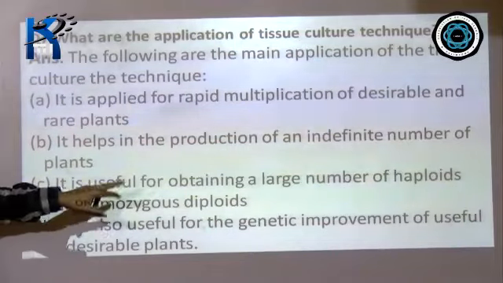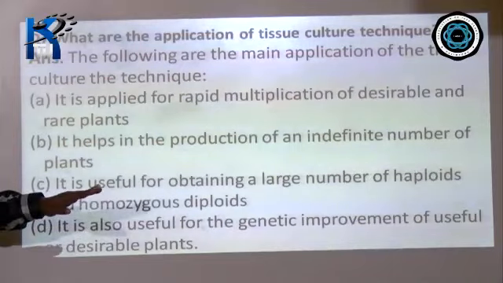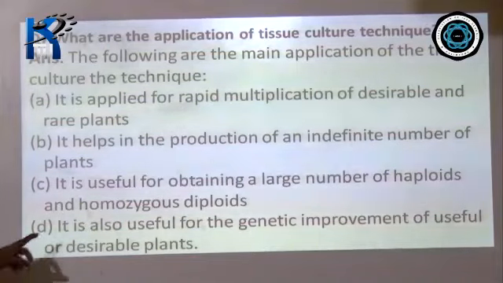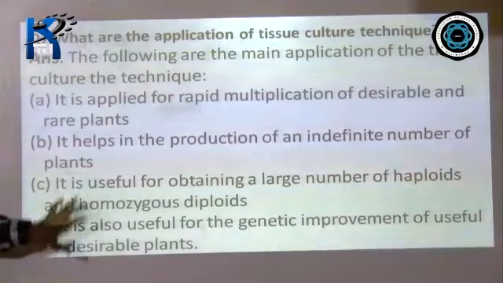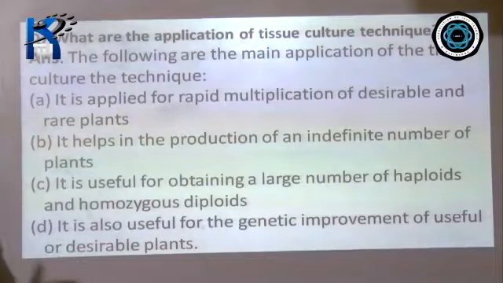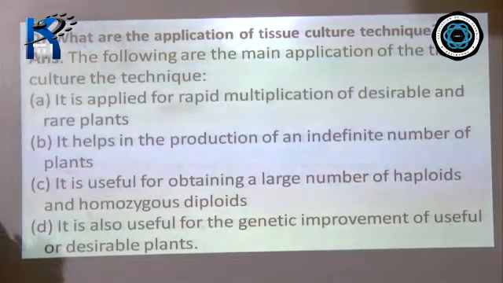It is useful for obtaining a large number of haploid and homozygous diploid plants of the same type. It is also useful for genetic improvement of useful and desirable plants of your interest, which you get through micropropagation by tissue culture. So where it is often used, where it is implemented, and for what reason: when the application is asked, you indirectly have to understand its implementation in different fields and for what purpose.